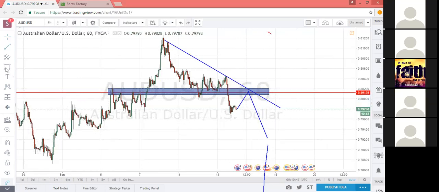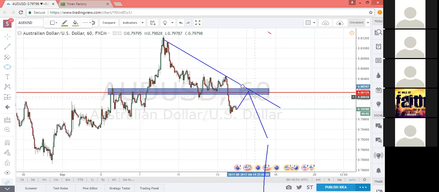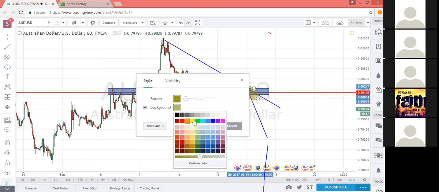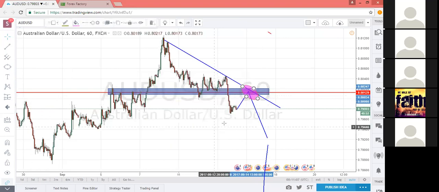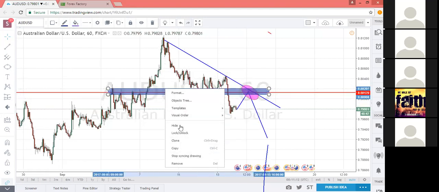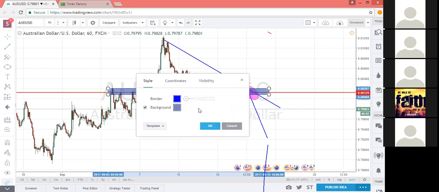Right? Let's see if I could just draw in, insert, ellipse. Format, so I could change this blue. Oh, sorry. Let's see if I could use a lighter blue.